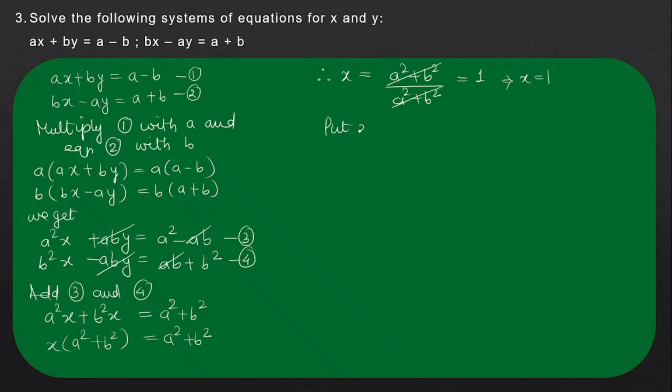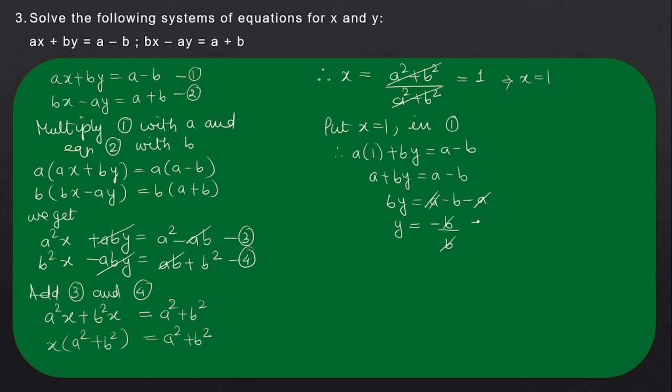Now, we put x is equal to 1 in either of the equations, so I'll put it in equation 1. Therefore, a times 1 plus by is a minus b. a plus by is a minus b. by is a minus b minus a. This a is cancelled. So we are left with by is equal to minus b, so y is minus b by b, which is minus 1. Therefore, for the given pair of equations, the solution is x is equal to 1 and y is equal to minus 1. I hope you people are understanding and trying to solve it along with me.